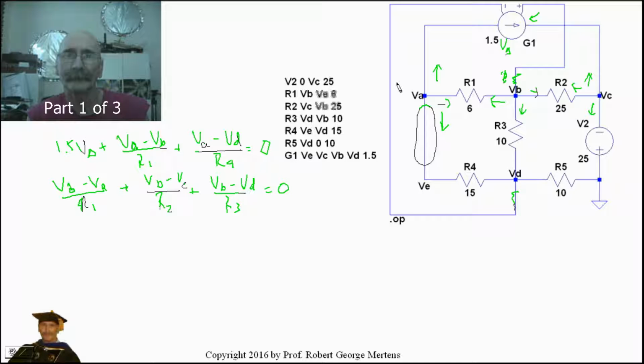Okay, so on this one it's going to be minus 1.5 V delta, and of course this is what V delta is. 1.5 V delta is the current going this way, but we're looking at current going away from the node, so that's going to have to become a negative value. Minus 1.5 V delta plus VC minus VB divided by R2 plus, now we're going to have 0.